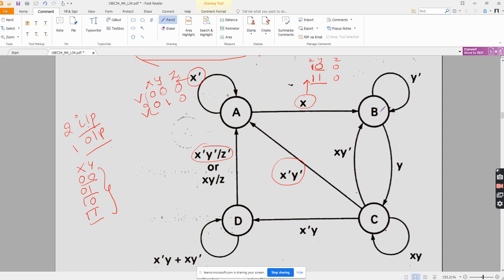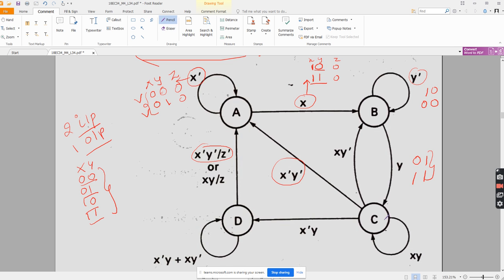Now, for y, I'm now in condition B, I'm in state B. From state B, I can go to state C or I can remain in state B only. So what will be this condition? Can anyone explain? When y is 0, x can be 1 or 0. So for these two conditions, I will stay in state B only and the output is 0. And here y is 1, x can be 0 and 1. For these two conditions, I will be changing state from B to C and the output is still 0. Is that point very clear?